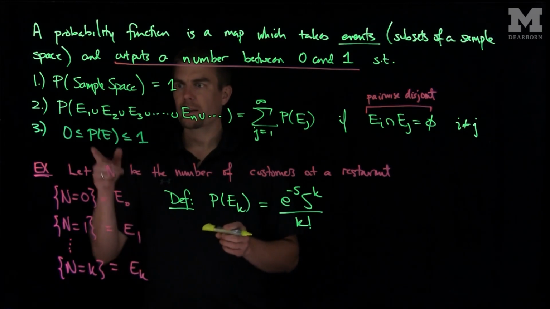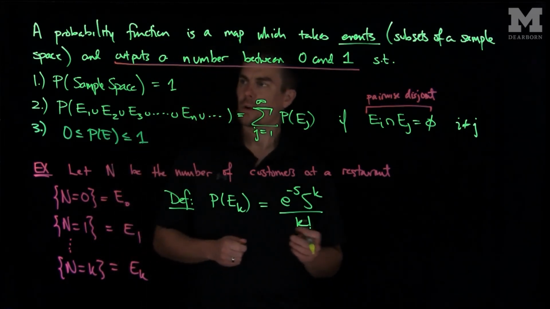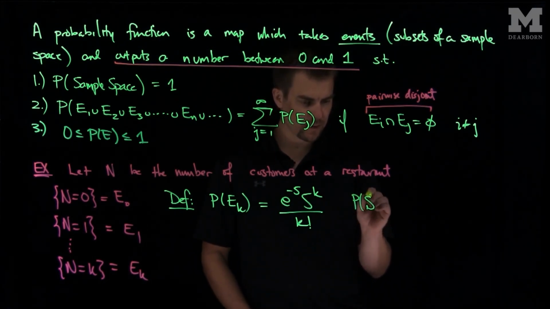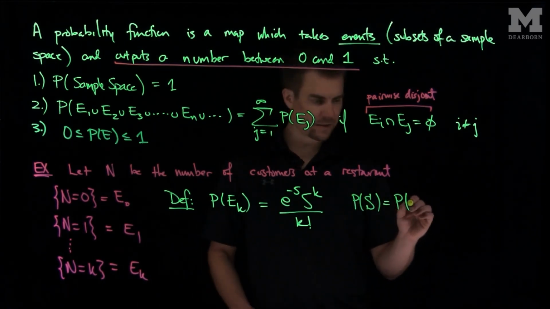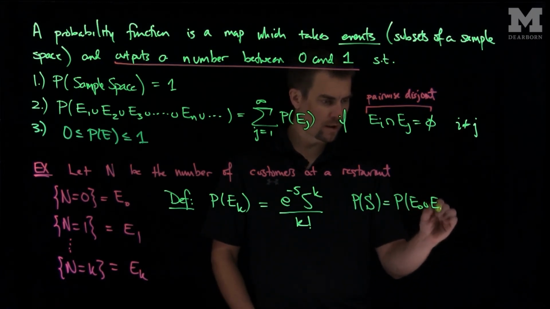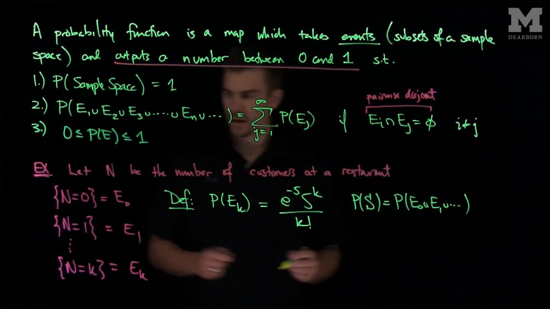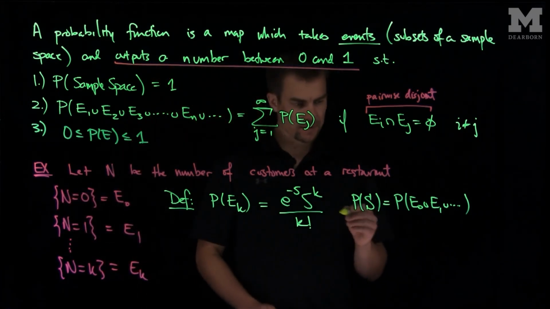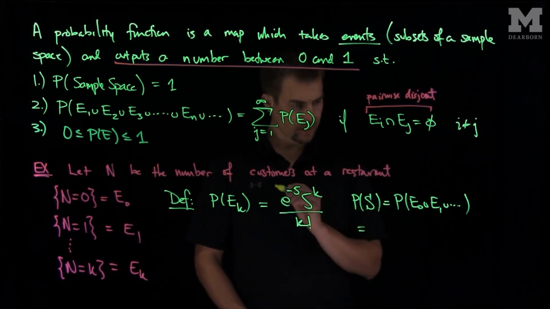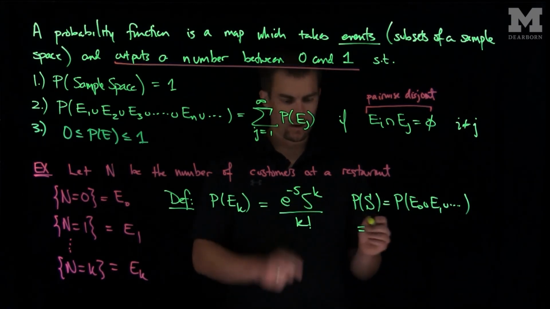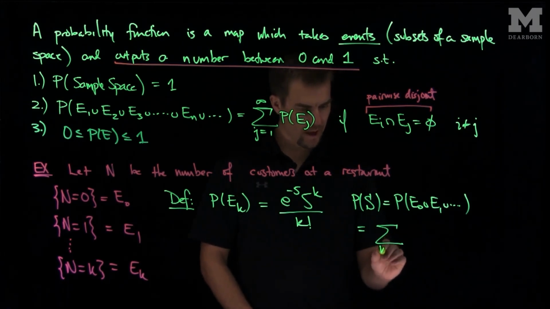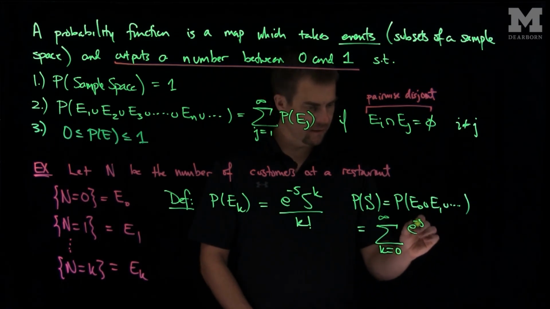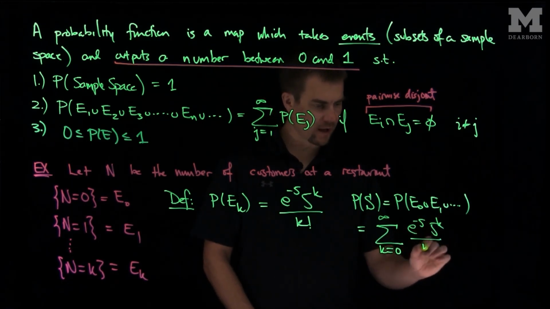And so we have to check that all these conditions are satisfied. Well, clearly the probability of the whole space is the probability of E0 or E1 or etc. forever, because they're disjoint. If N is equal to 0, N can't be 1 or 2 or 3 or 4. And since these are disjoint, we'll see this is the sum, k goes from 0 to infinity of e to the -5, 5 to the k over k factorial.